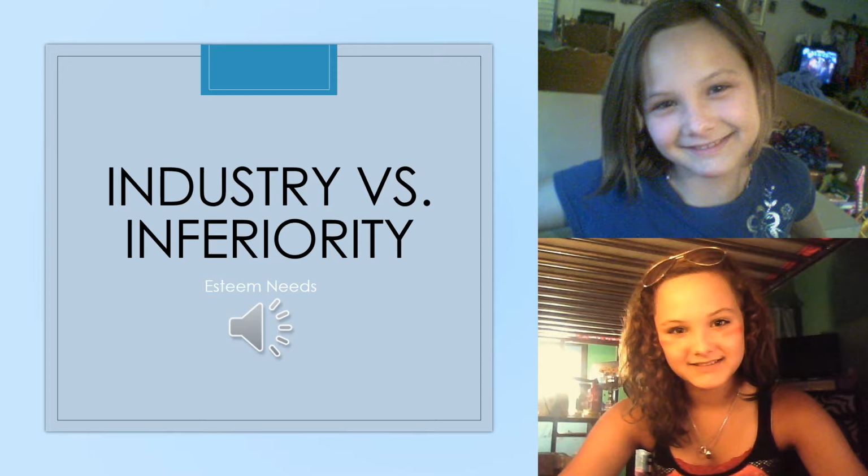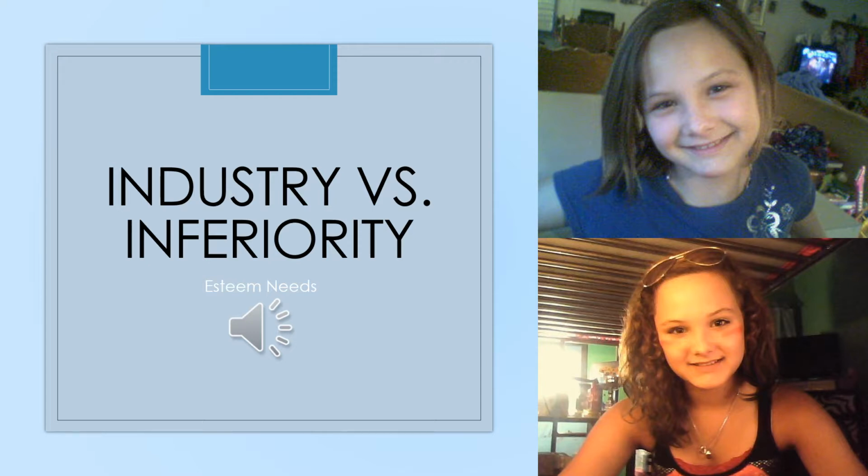During the stage of industry versus inferiority, a child is very big in their peer groups and very close with their teachers, because their peers are very influential of who they are and their self-esteem. They are constantly seeking approval from others and making sure they are competent and valued by others so that they can earn pride and a sense of ability.